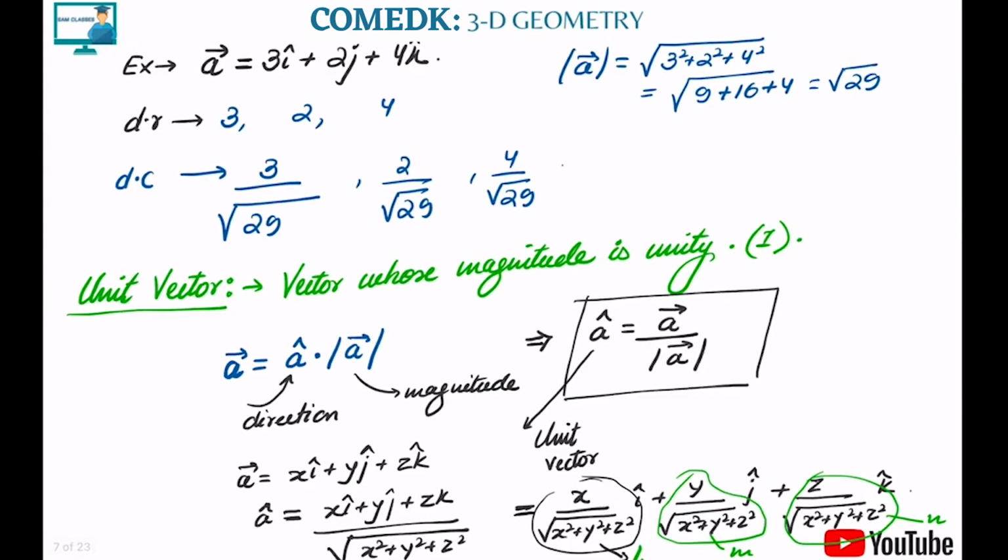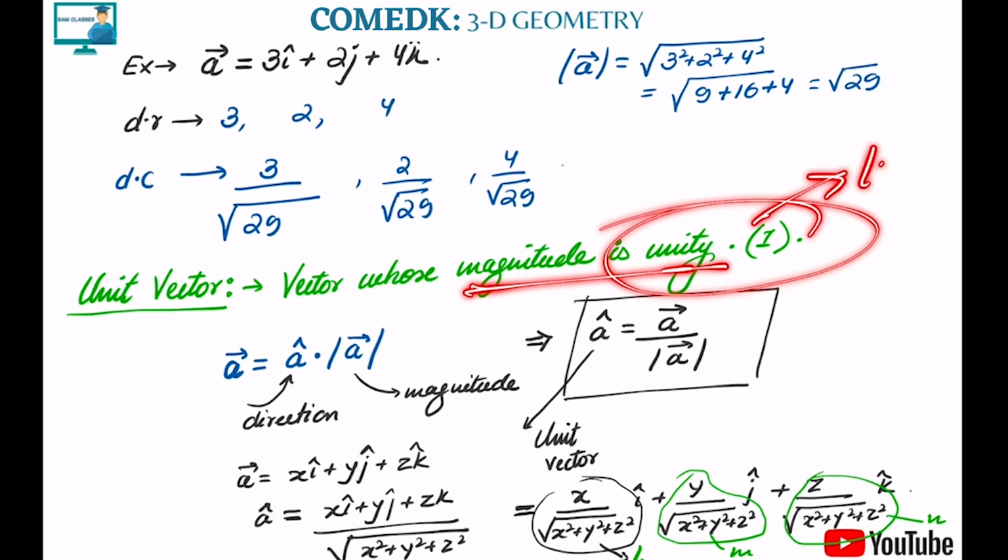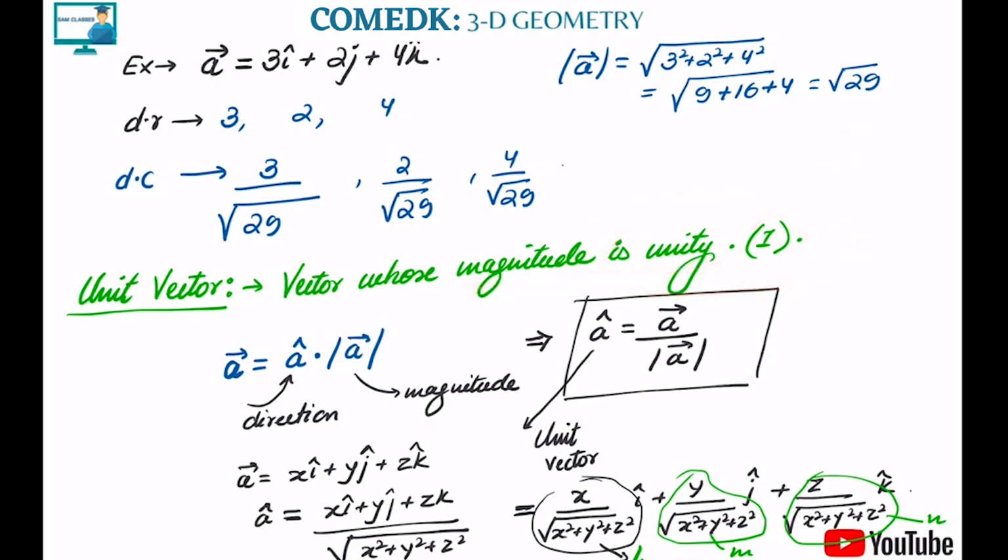Now, same thing, this got repeated. Don't worry. Now, next is unit vector. We already know what a unit vector is: a vector whose magnitude is 1. That's it. Unit means 1 only.